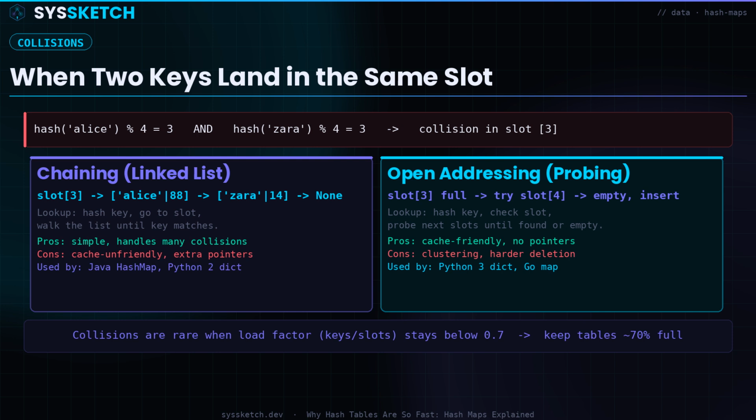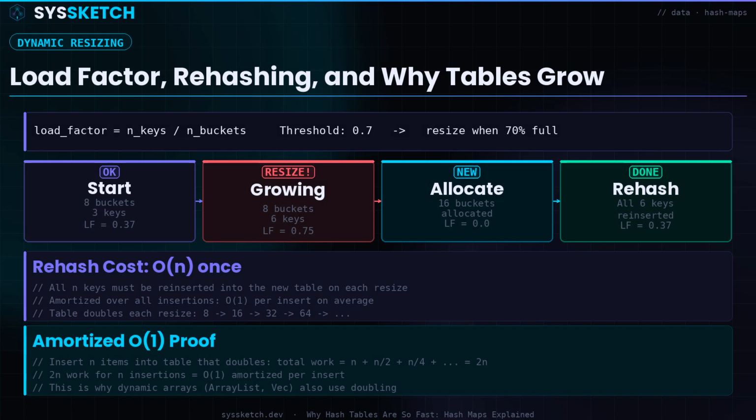When the threshold is hit, allocate a new array that is twice the size, then reinsert every existing key into the new array. That reinsertion step is called rehashing. It costs O(m) work to move everything across. But here's the important part: because the table doubles each time, this expensive resize happens only logarithmically often. If you do the maths on all insertions combined, the amortized cost per insertion is still O(1).